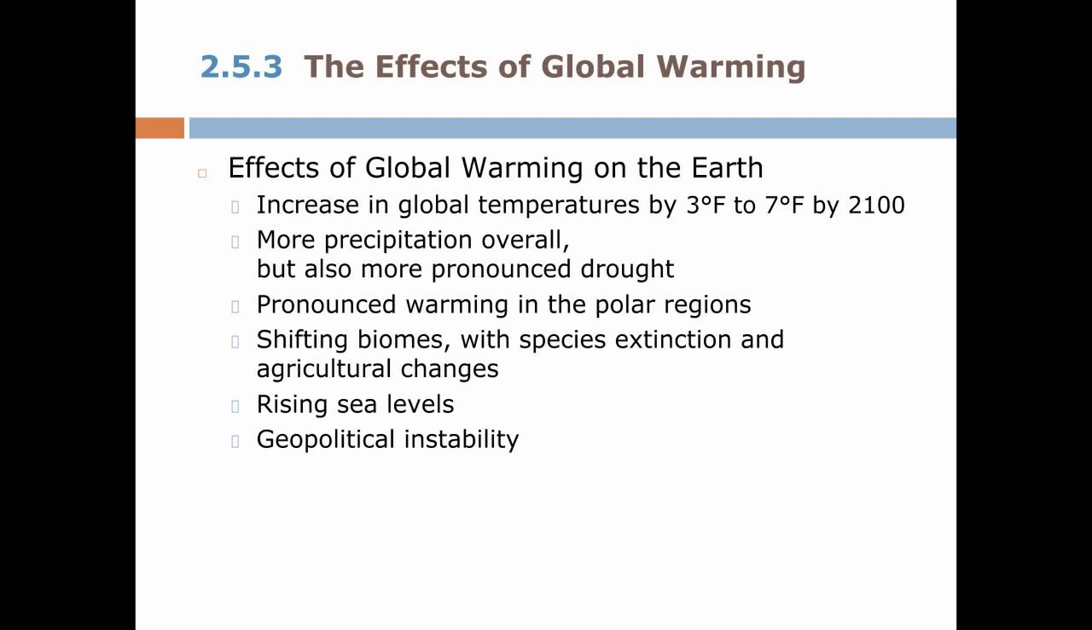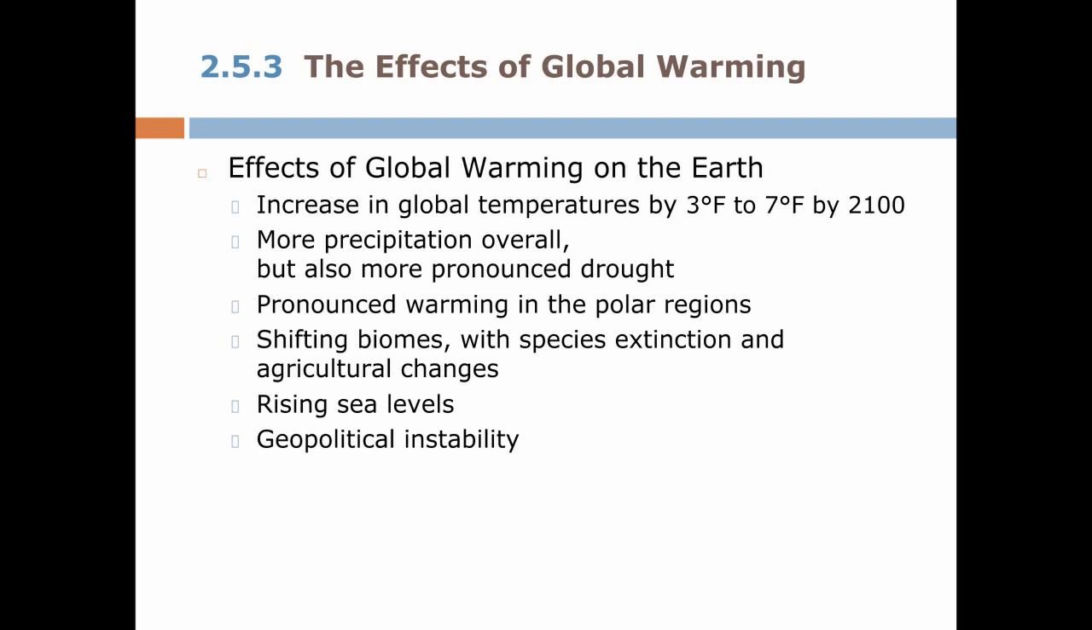Shifting biomes. If a biome shifts, humans can move around. We understand how weather works, we understand how climate works, more or less. Animals don't have this benefit. A shifting biome causes species extinction and agricultural changes. Suddenly, it's too cold for the trees in that forest to survive, or it's too warm for the bears and the foxes to survive. They die out. We don't want food sources dying out.